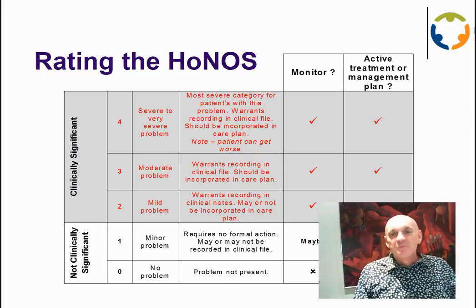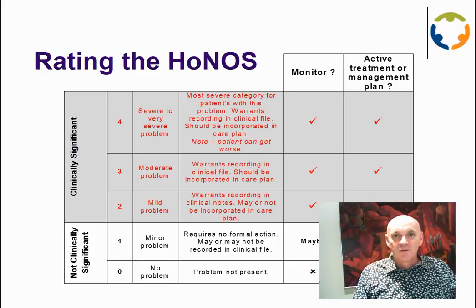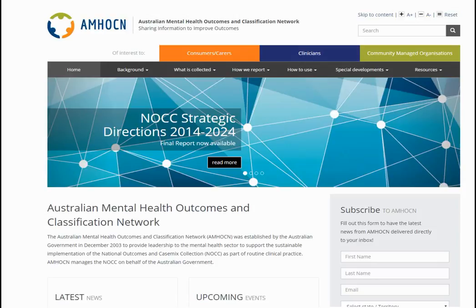Anyway, that was a brief orientation to the Health of the Nation outcome scales and the life skills profile. You should take the opportunity to visit the AMACAN website and take our online training to understand these measures in much more detail.